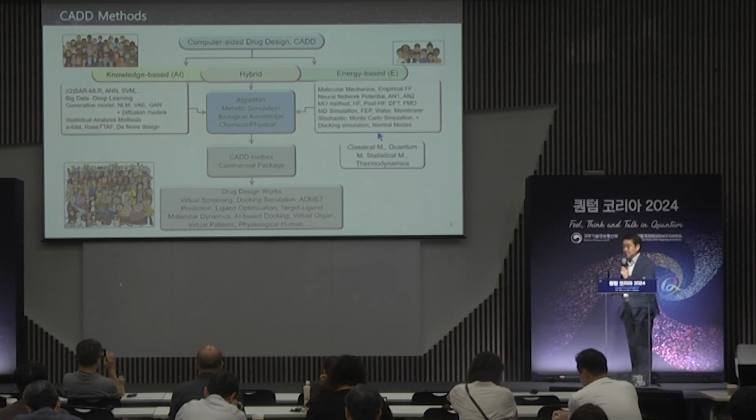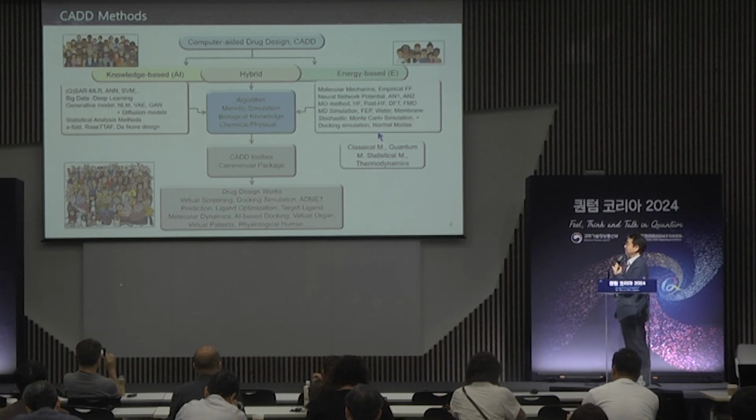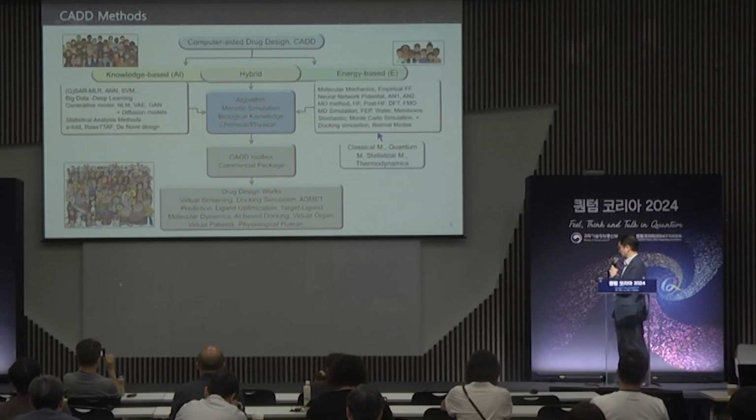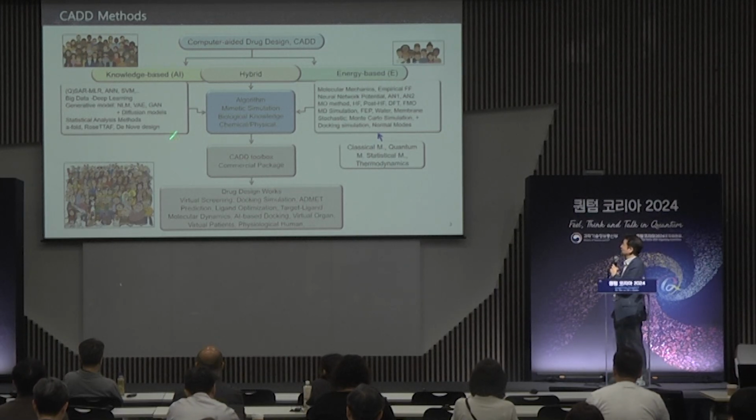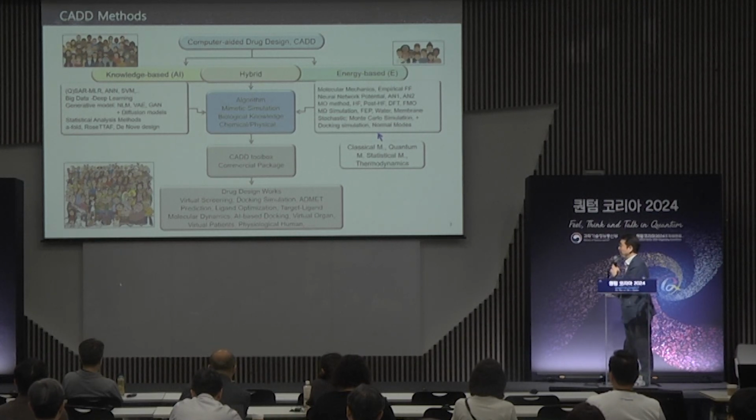In the case of computer-aided drug design, there are two big trends. The first one is knowledge-based. The other one is energy-based. Actually, it started from energy-based modeling, but now many people move to AI-based drug discovery. Still, energy-based modeling is very important because of the fine chemical structure and fine-tuning of binding. So recently, it is a hybrid and so on.